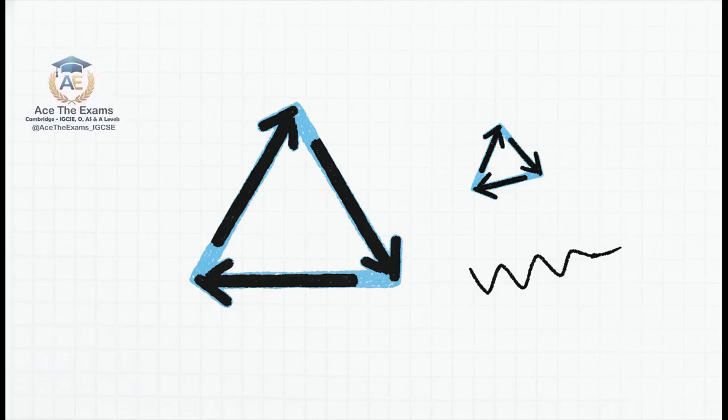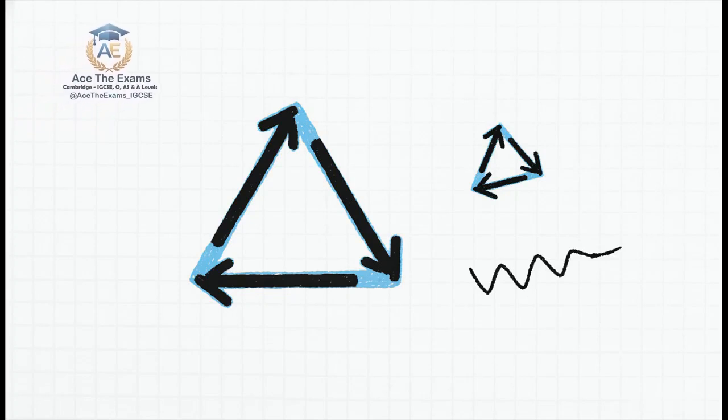It's the final sentence. A closed vector triangle means there is zero resultant force, which means zero acceleration. But zero acceleration can also mean the object is moving at a constant, steady velocity. Never automatically assume equilibrium means stationary. That is a classic examiner trap.